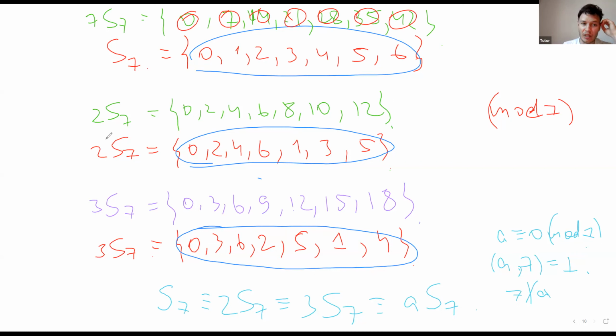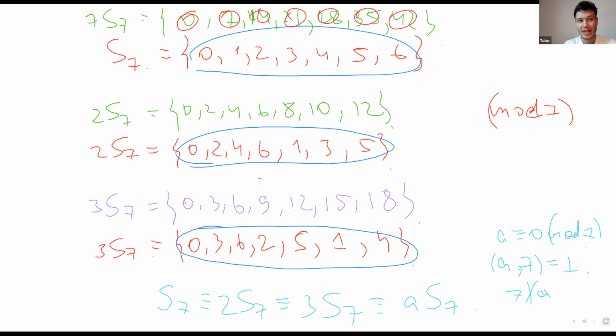But if I take S7 and I multiply it by any other number, 2, 3, and in general any other number, it turns out that I'm going to get the same set. It's just that the remainders are going to be shuffled. So let's try and prove this property more generally. Let's try and show that this is always the case.